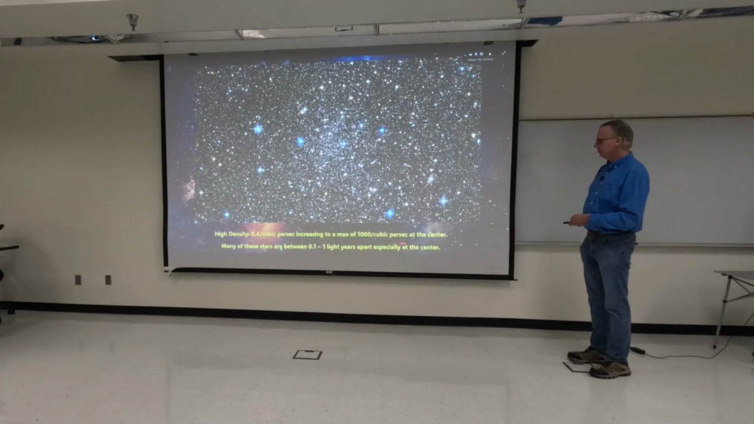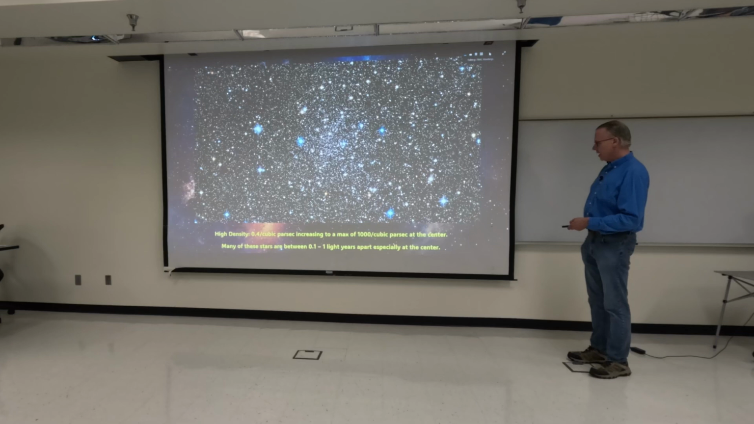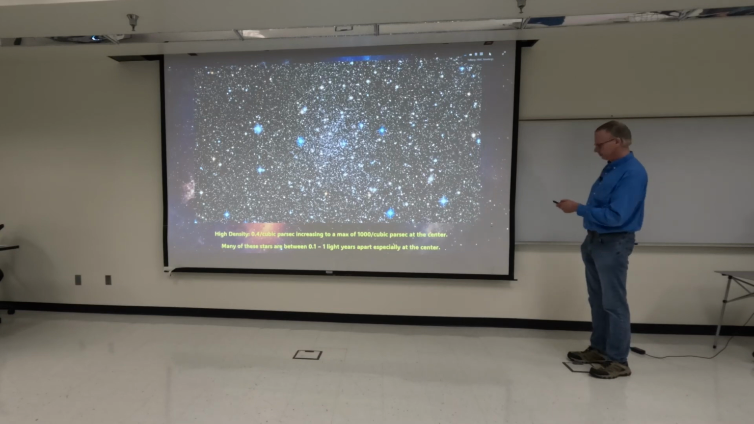The density can vary, but usually you can get it up to anywhere from 0.4 to about 1,000 stars per cubic parsec. So imagine instead of the nearest star to us being 4.25 light years away, it's only about 1/10 of a light year away. Very intense radiation environments.